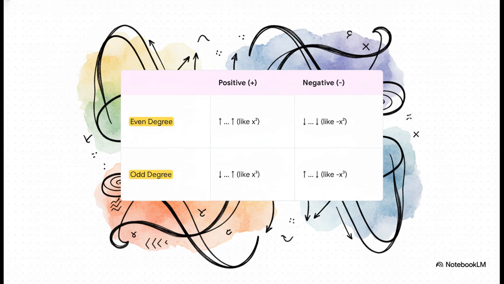Okay, now for the odd degrees. If it's odd and positive, like x cubed, it starts down on the left and shoots up on the right. And finally, if it's odd and negative, it's just the reverse. It starts up on the left and goes down on the right. Seriously. That's it. Those 4 scenarios cover every single polynomial.